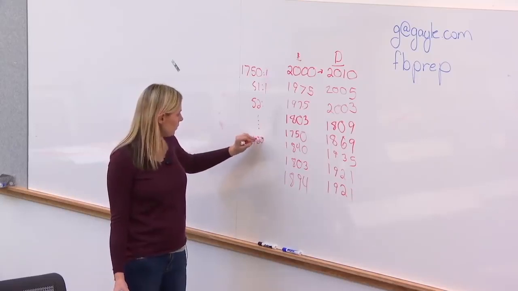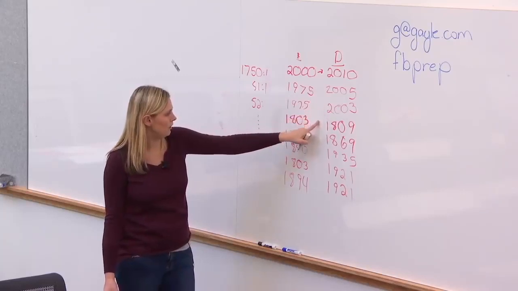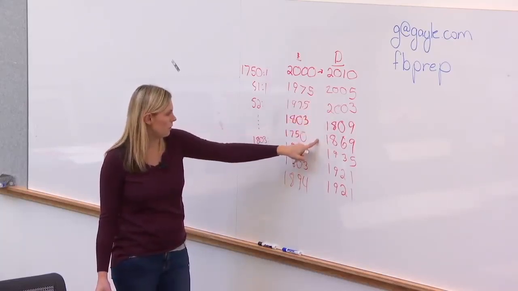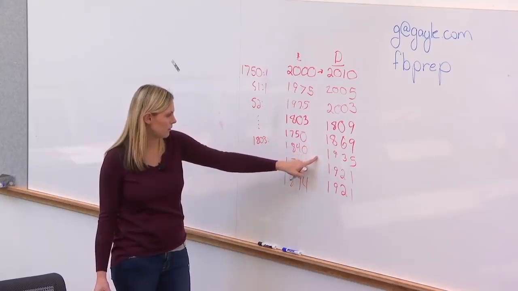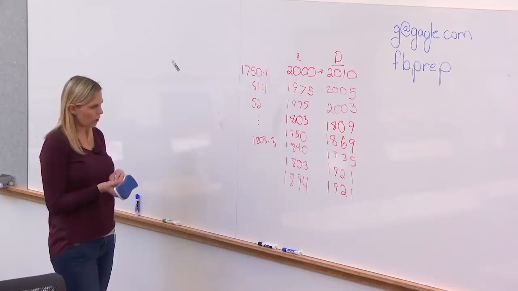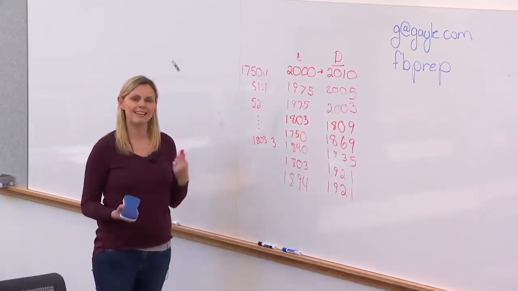Okay, so 1803 maybe is the next one. And then 1803, one person alive. Oh, two people alive, three people alive. Now, this is where I stop and say, hold on, wait. What did I actually just do? I thought I was walking through my algorithm, but I didn't.